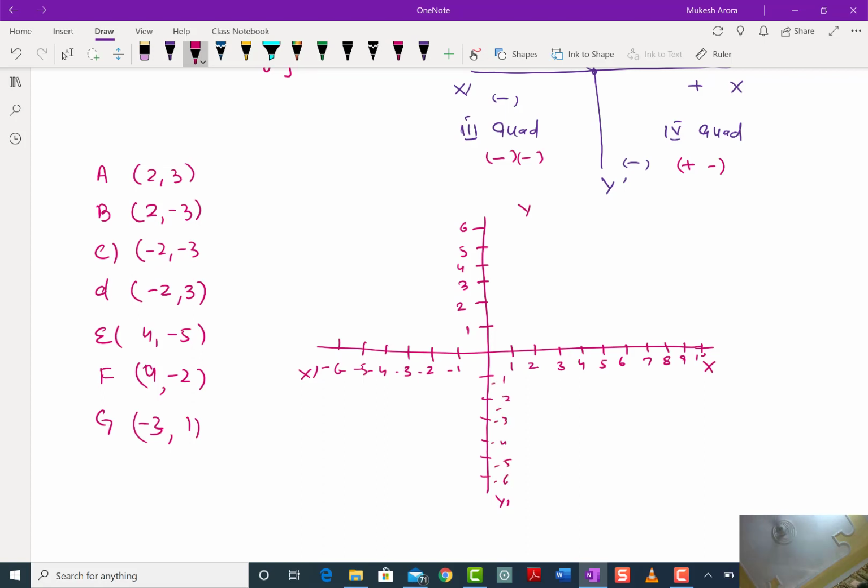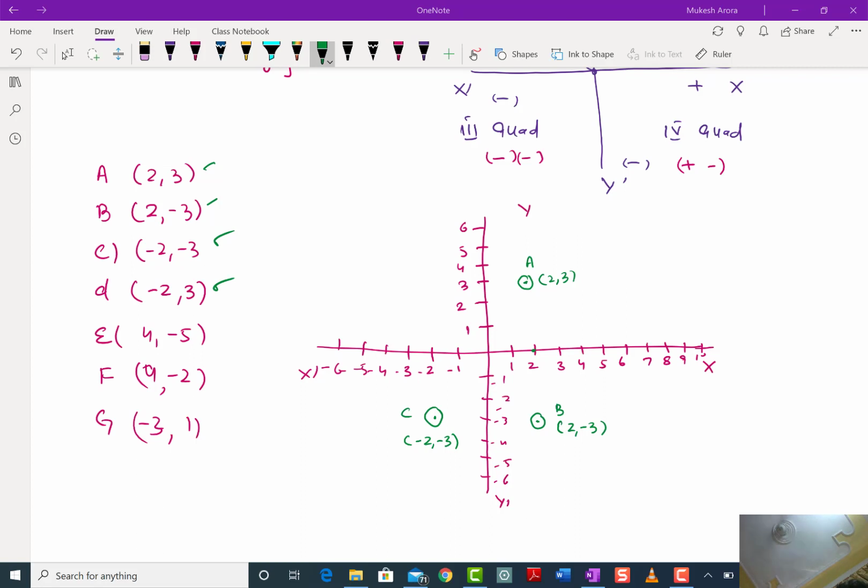This is also minus. Like the first is 2 and 3. x is 2, y is 3. Wherever they meet, this is point A, 2 and 3. Then 2 and minus 3, which is downward. This is B, 2 and minus 3. Then minus 2 minus 3. The first value always represents x and the second value represents y.